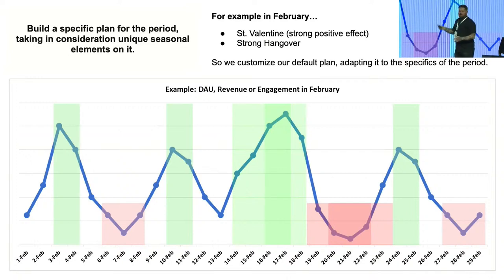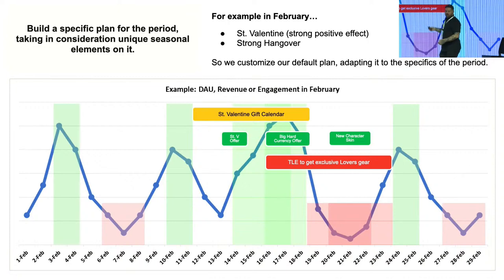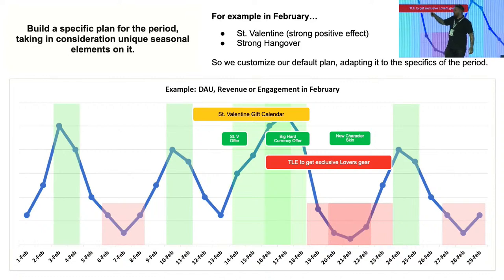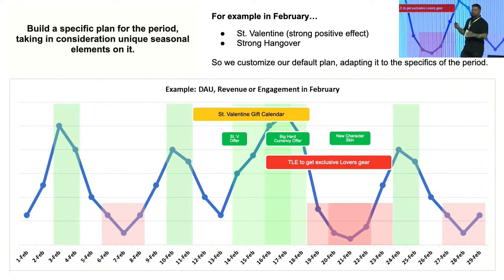But then once you have that template, don't just apply it. You need to look at the specific period where you're going to run it and then customize it. Let's say that it's February. In February we find Saint Valentine. So instead of just applying the live op, we would customize it, adding this on top. Maybe adding a Saint Valentine's gift calendar, so that we improve the retention and we make players come back. And so there's a very high DAU by the time that we drop a very important, very big discount and so on. So you want to adapt that repeatable template to the period where you're going to run it.